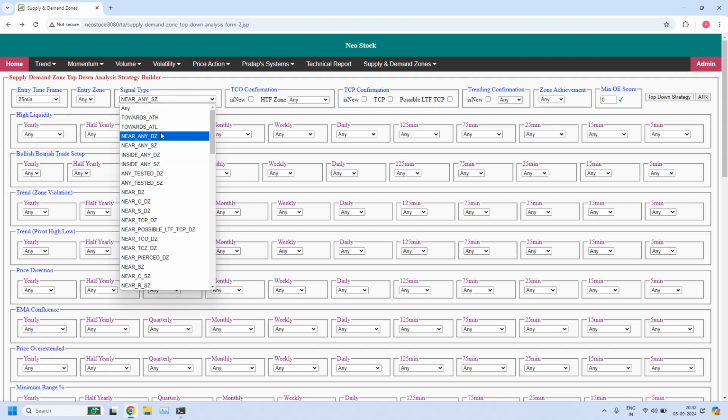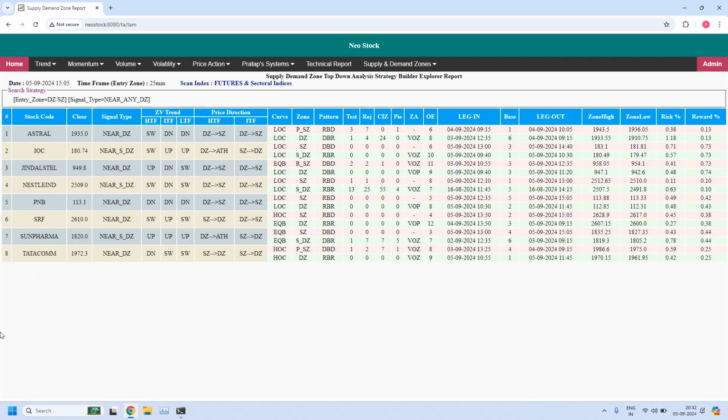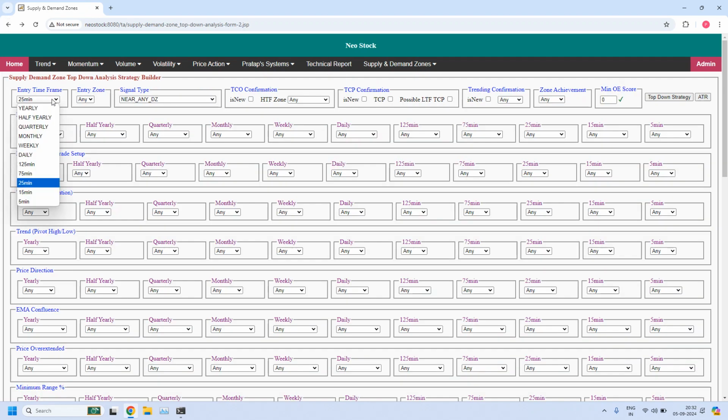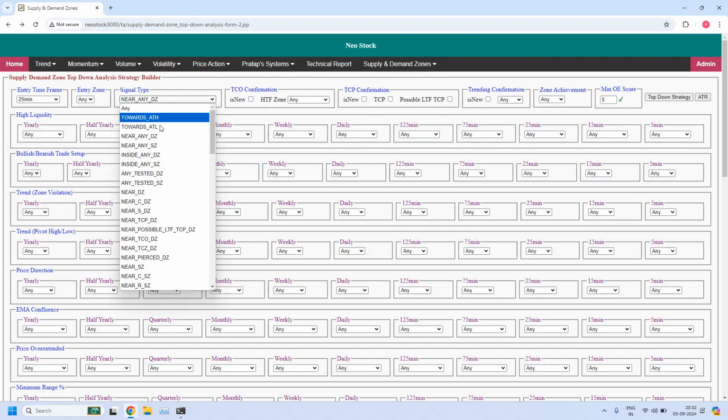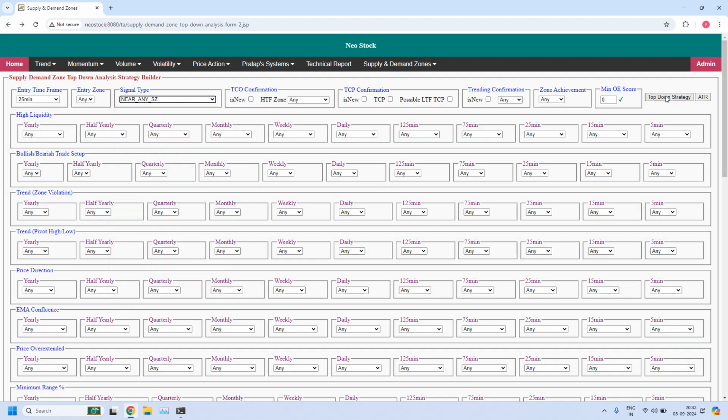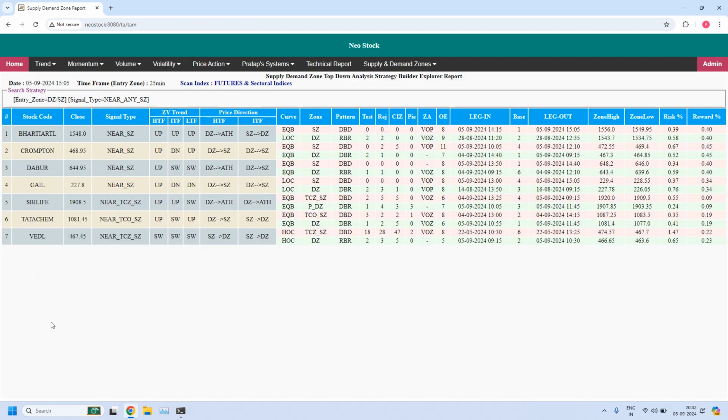So let us find the stocks near 25 minutes demand zone. 8 stocks are filtered. Next, for 25 minutes time frame, let us find the stocks near 25 minutes supply zone. 7 stocks are filtered.